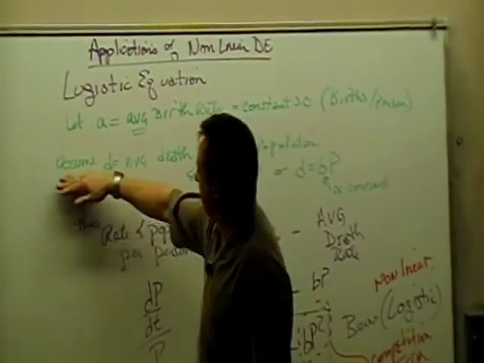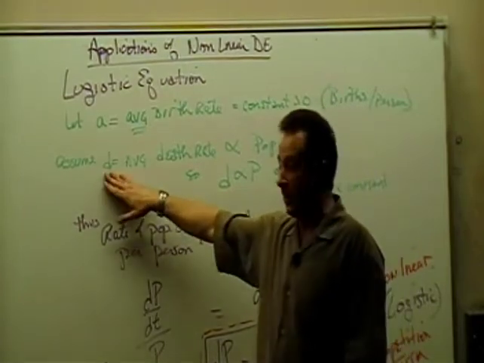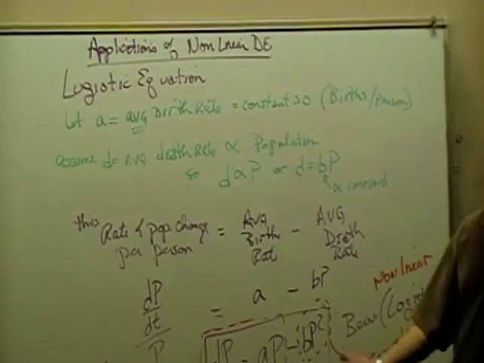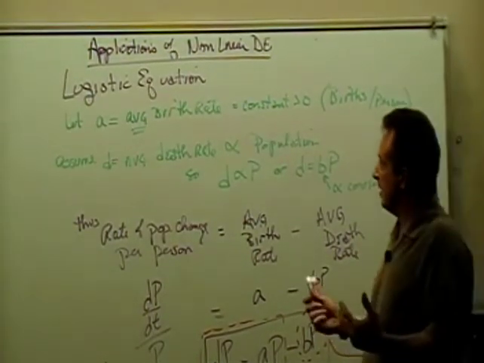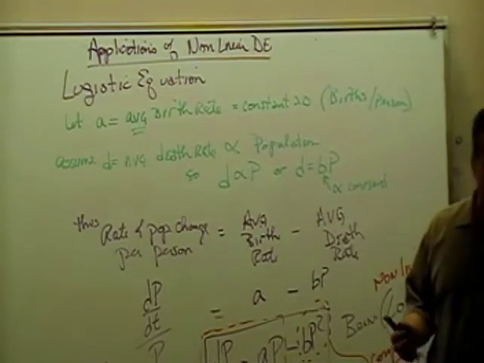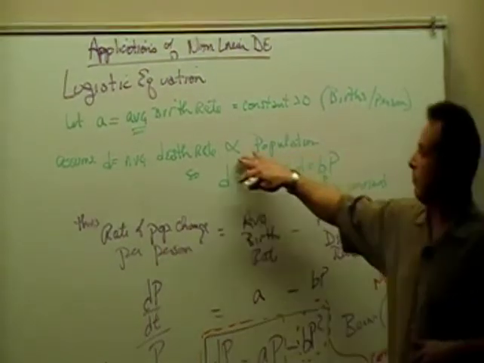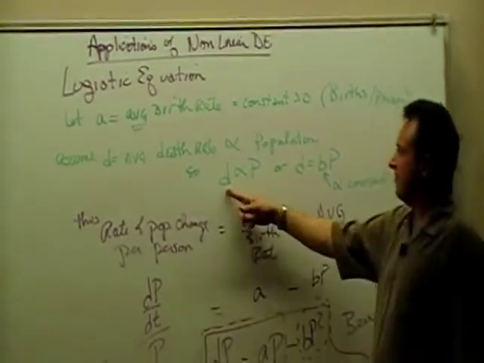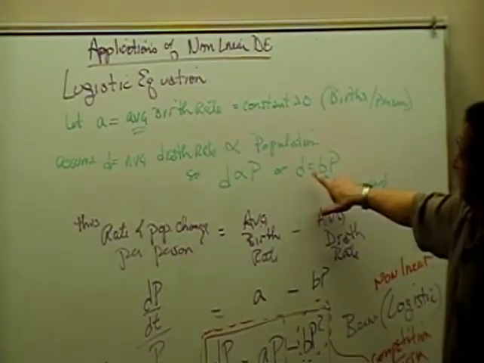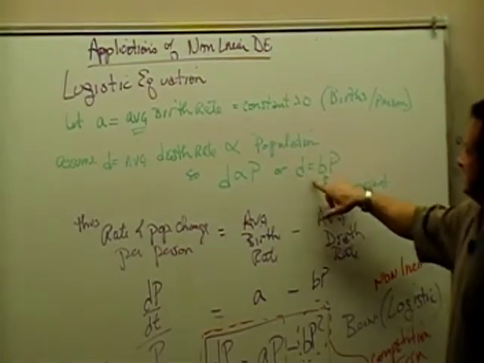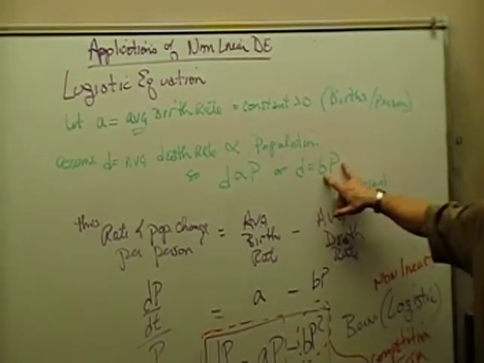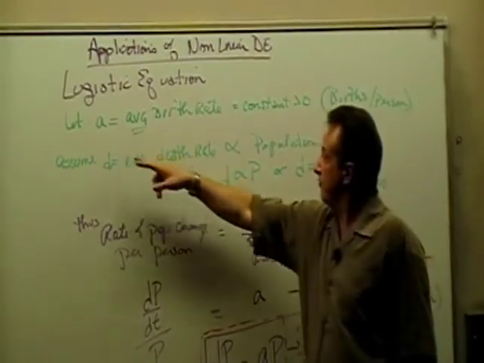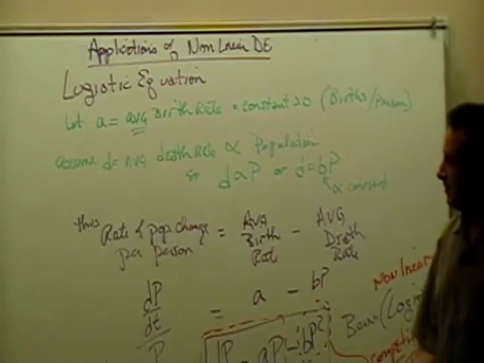We're going to assume that the average death rate, which we'll call D, is proportional to the population. The more people you have, the more crowding you have, the more impact the limited food will have on the population, so your death rate will be proportional to the amount of population. If that's the case, then death rate is equal to some proportionality constant, which I'll call B, times your population. B is just a proportionality constant. A is your average birth rate. D is your average death rate.